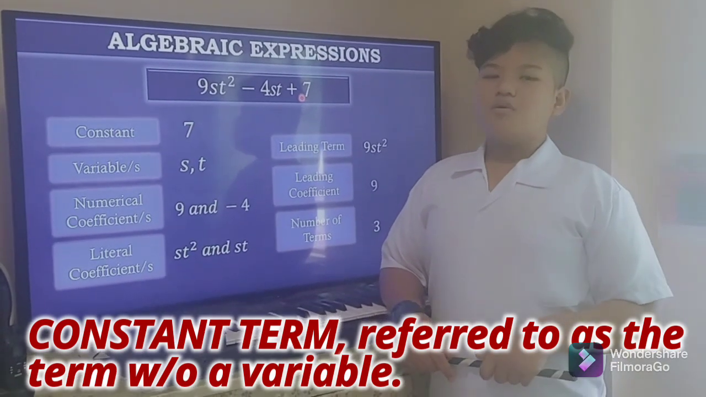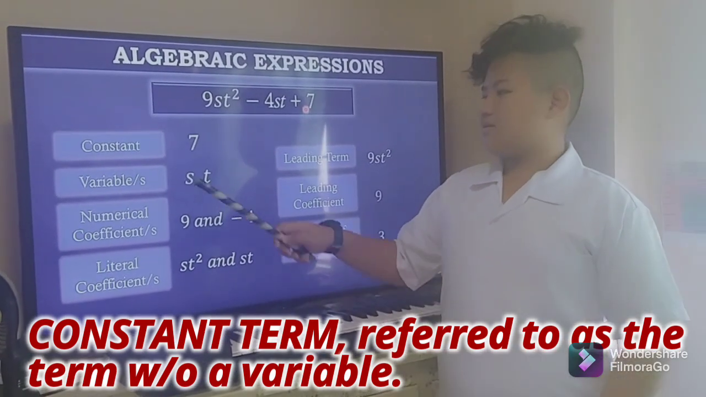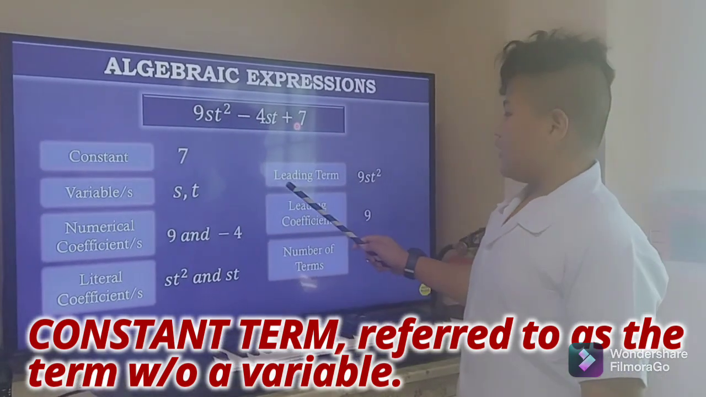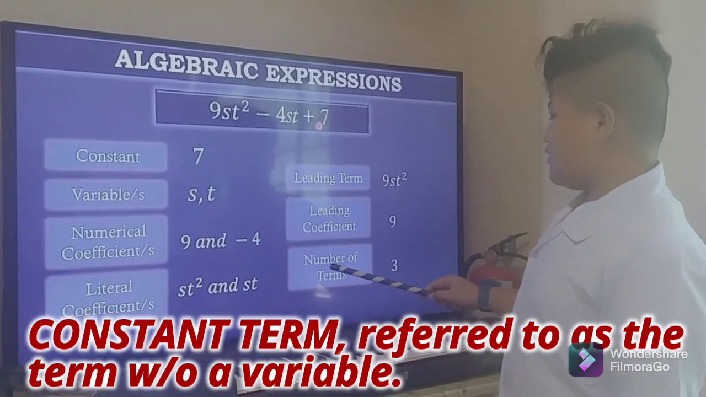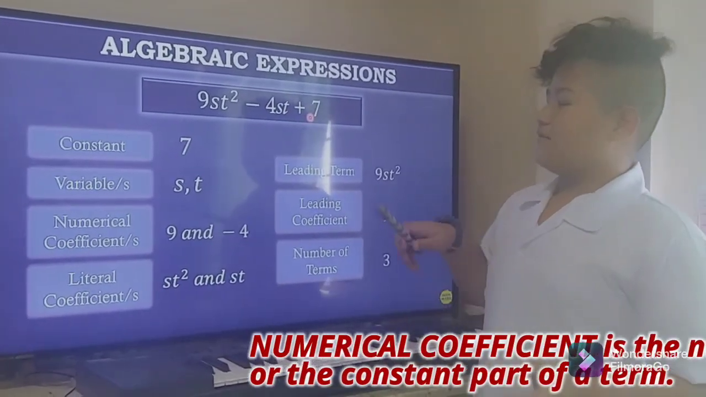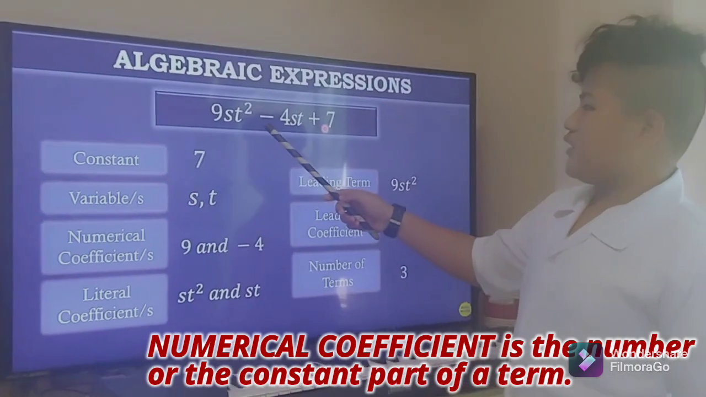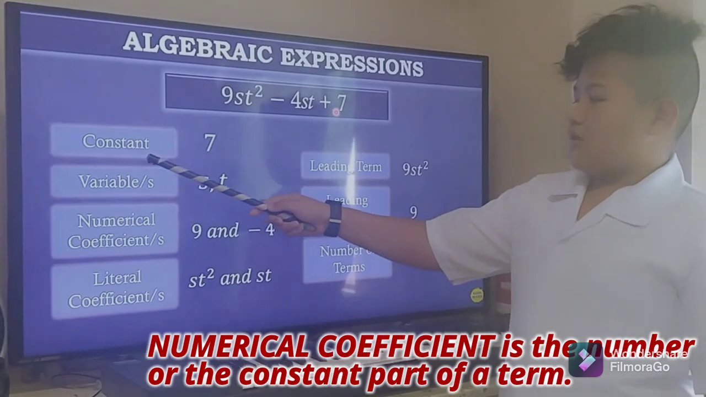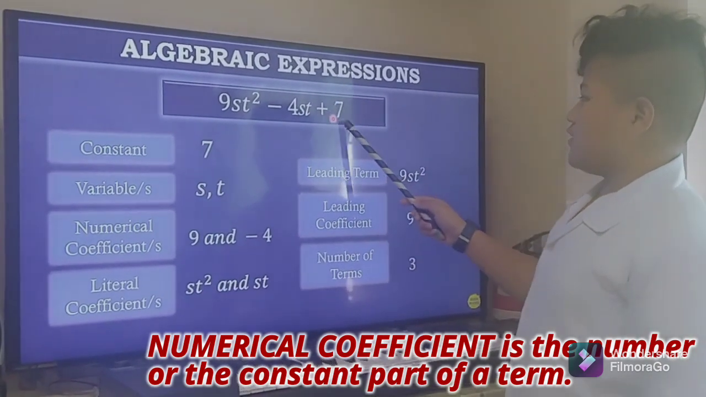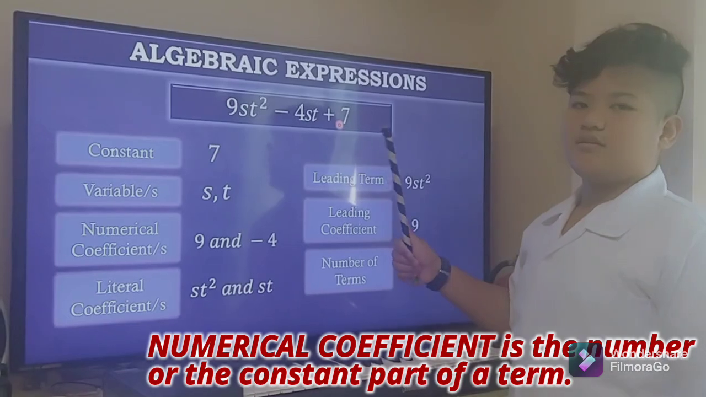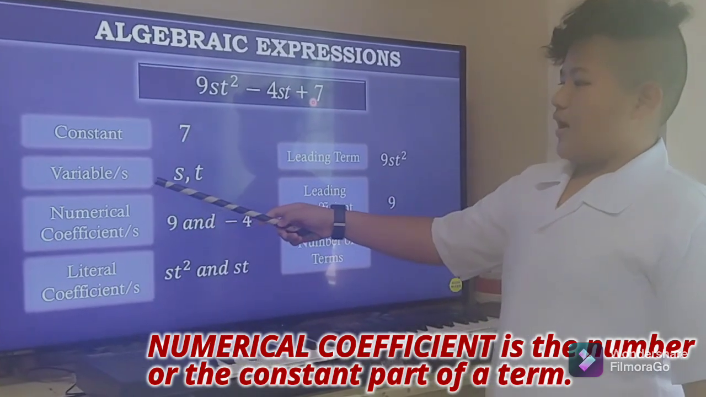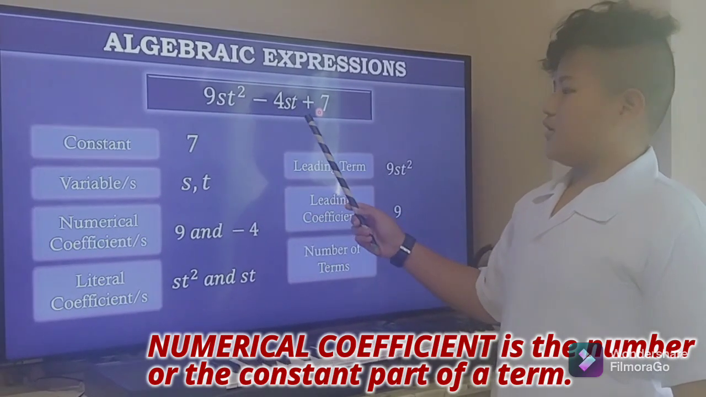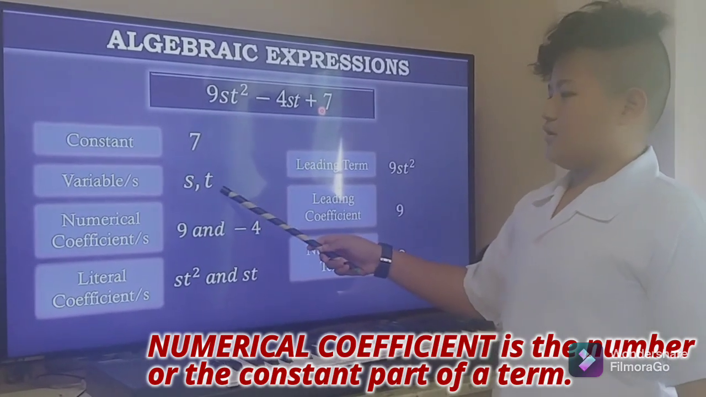Algebraic expression. We will differentiate one by one: the constant, variable, numerical coefficient, literal coefficient, leading term, leading coefficient, and number of terms. Let's start. 9st squared negative 4st plus 7. Constant. Our constant is 7 because it is the only number that has no letter. Variables. Our variables here are s and t because they are the only letters here.